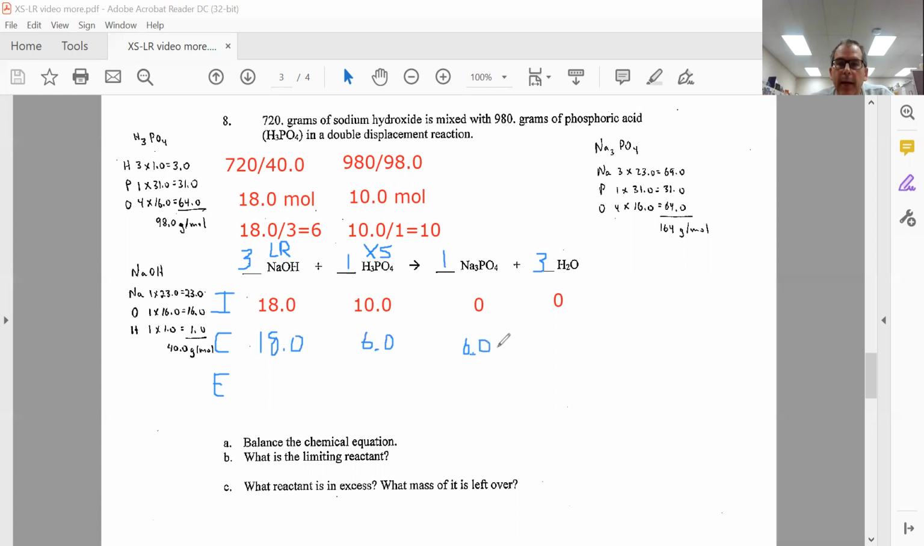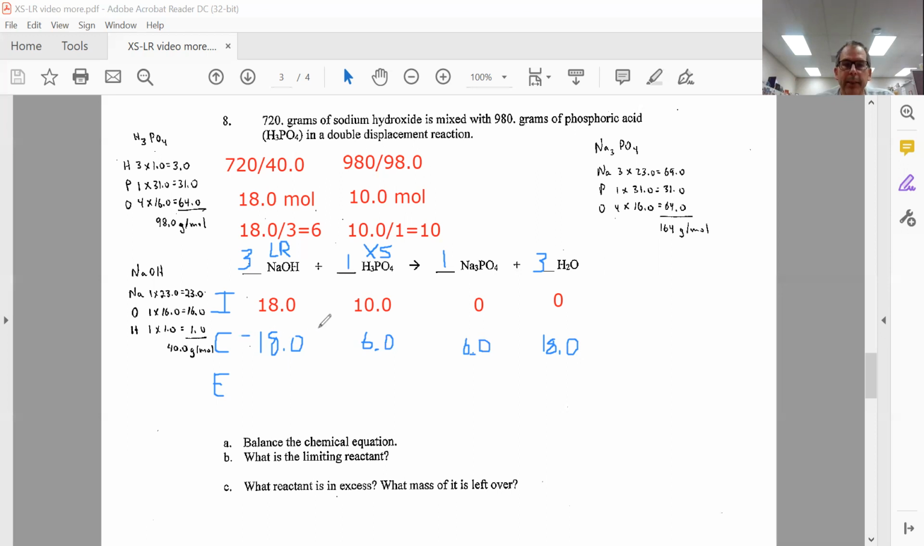And this stays at 3 to 1 to 1 to 3. If this is a 3 and this is a 3, then this is an 18. This will be an 18 right here. So notice the numbers in the change parallel what's going on in the balanced equation. 3 times 6 is 18, 1 times 6 is 1 times 6, 3 times 6 is 18. So everything's 6 times bigger when I do the change.